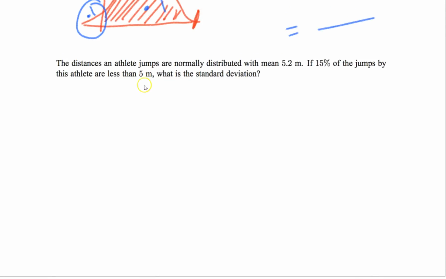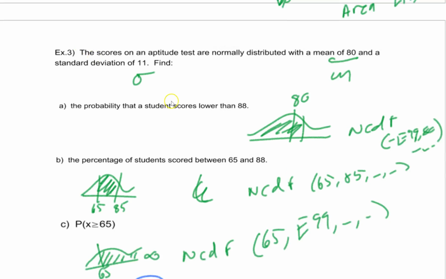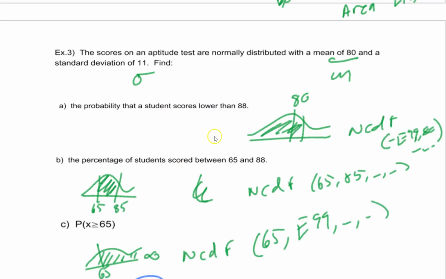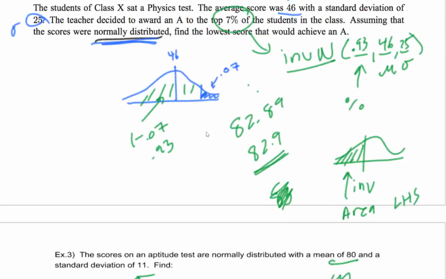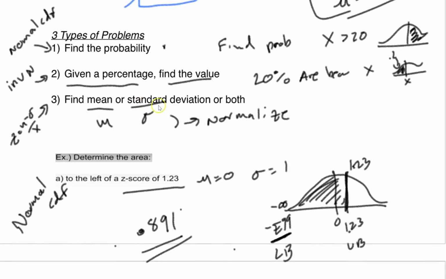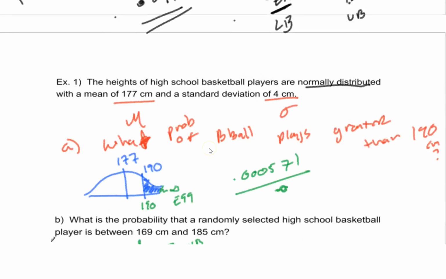Next type of problem, though. Here we go to the big one, the last type. Right, so we did invert normal, which is the second type of problem, where they give a percentage, and we did normal CDF, which is when they just ask you what's the probability between this and that. The last frontier is if something's missing, if a mean or standard deviation is missing, or both are missing.